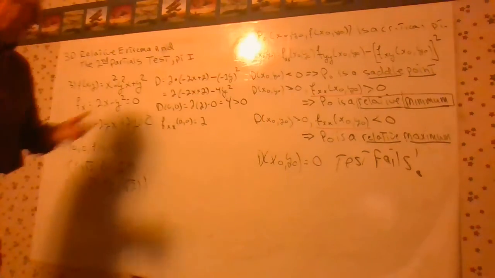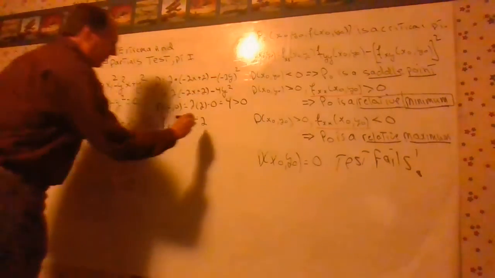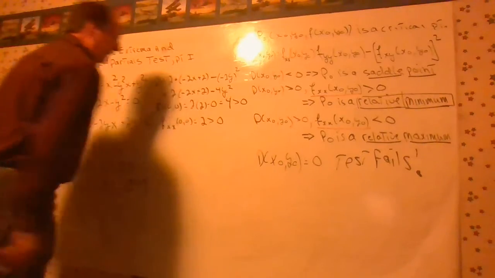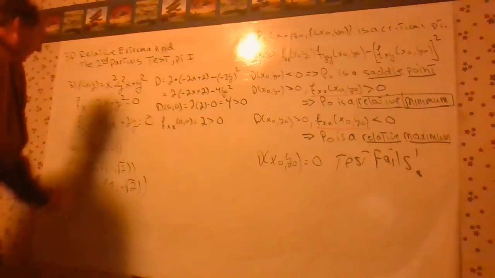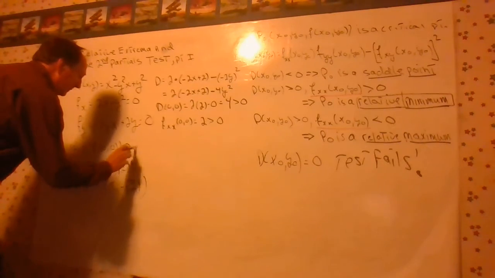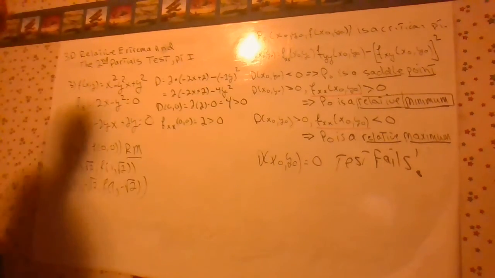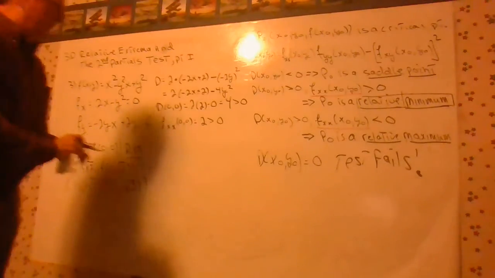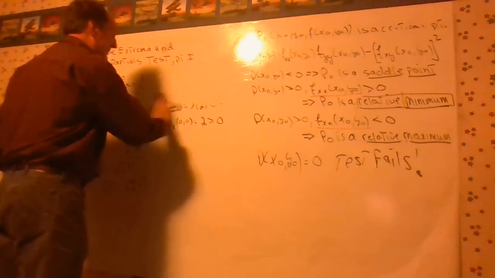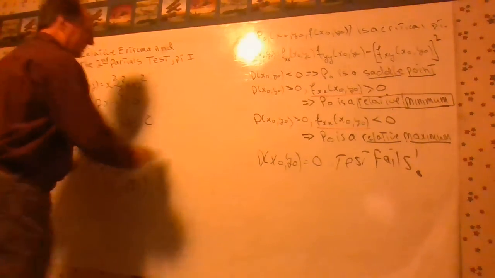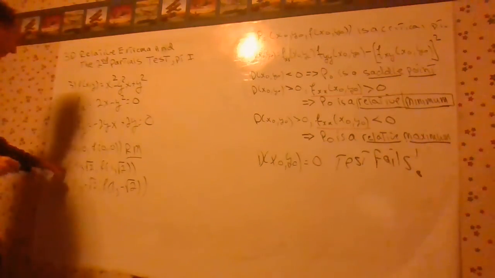So, which is greater than 0. So we're at a relative minimum. So I'm just going to write relative minimum right here. Space is at a premium here, so. On to our second point.